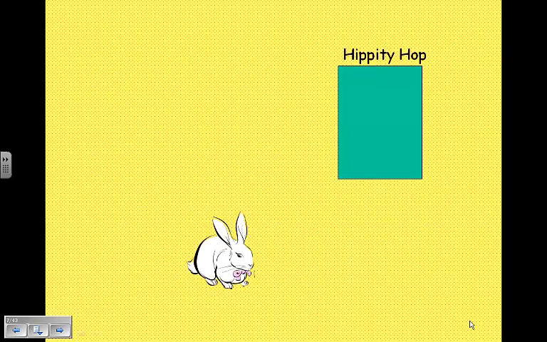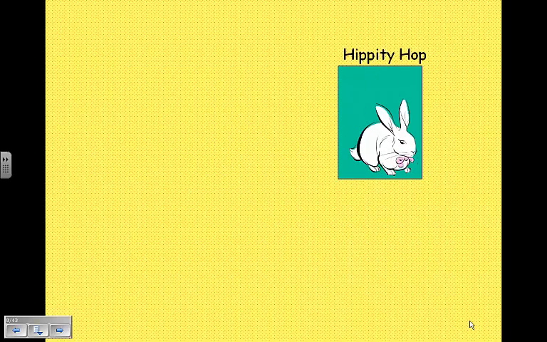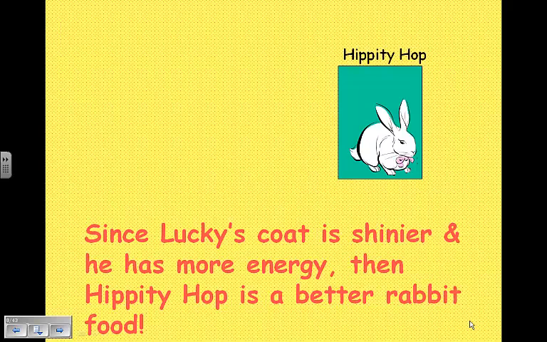So there's my bunny. I'm going to use my pet rabbit, Lucky. I'm going to give him Hippity Hop. And my claim is, well, Lucky's coat is shinier, he has more energy, therefore Hippity Hop must be a better rabbit food. Well, there's something wrong with this experiment that I just did.